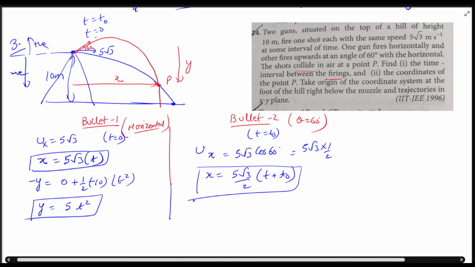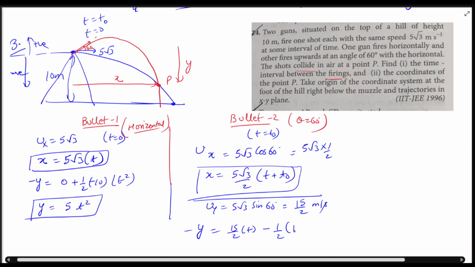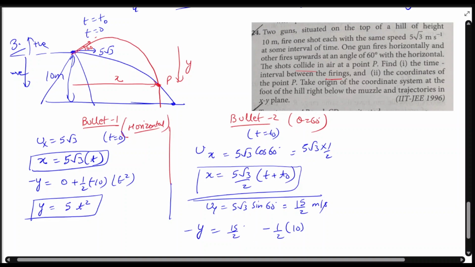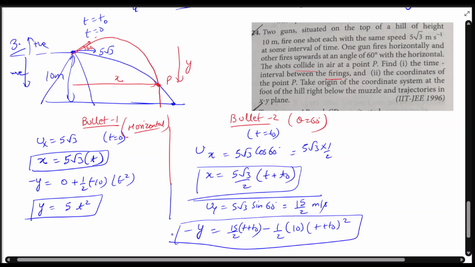Perfect. For the y, we can write simply, uy will be 5 root 3 sine 60, right? So it will be 5 into 3, 15 by 2, right? So minus y will be equal to 15 by 2 into t minus half g, which is 10, into the time, which will be t plus t naught, squared. Okay, so we have four equations and four variables. We can simply solve them.